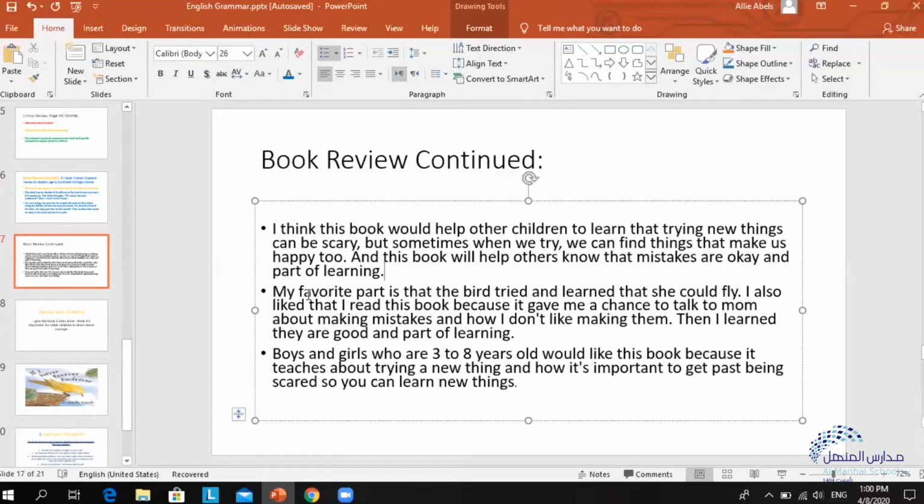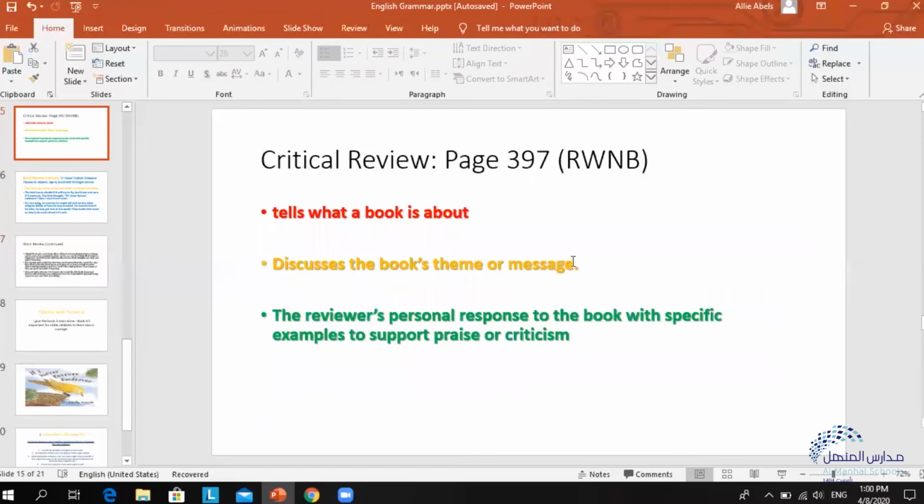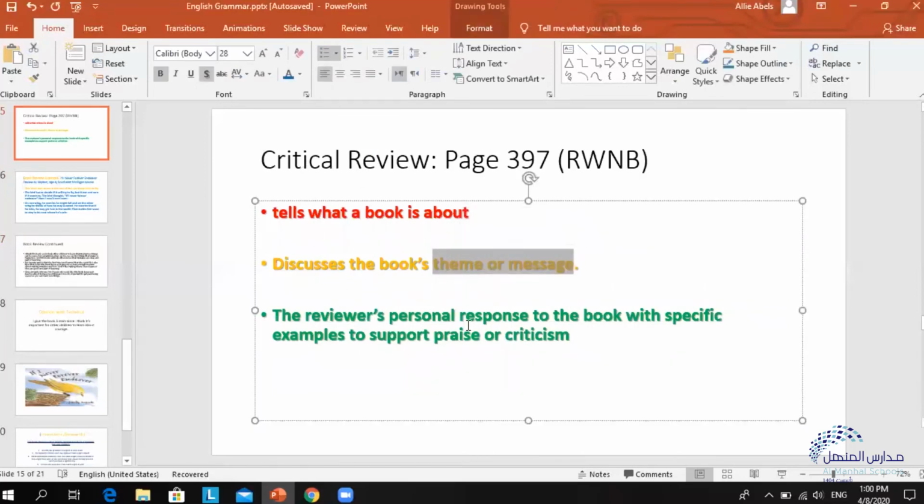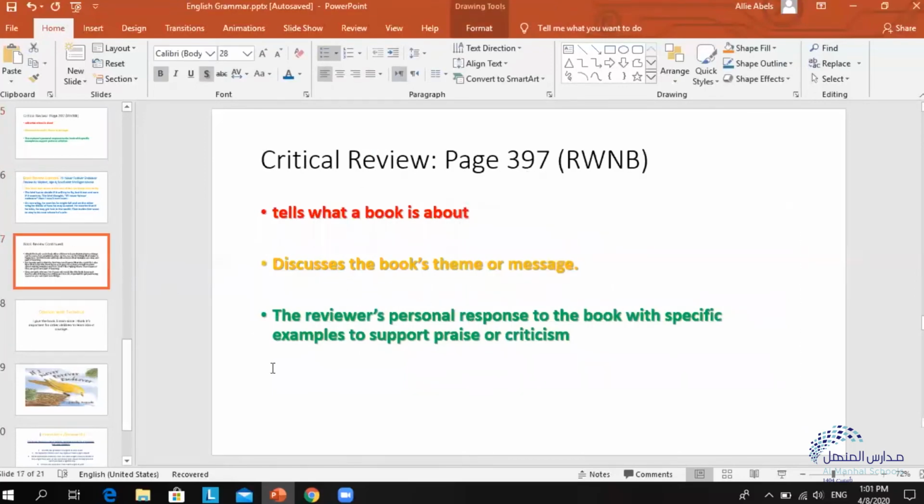Okay, and then he says, "My favorite part is that the bird tried and learned, and that she could fly. I also like that I read this book because it gave me a chance to talk to my mom about making mistakes and how I don't like making them. Then I learned, importantly, they are good and part of learning." Okay, so what did he do? He tells you what they have learned from the story, and also he makes mention of the book's most important theme and the most important message.